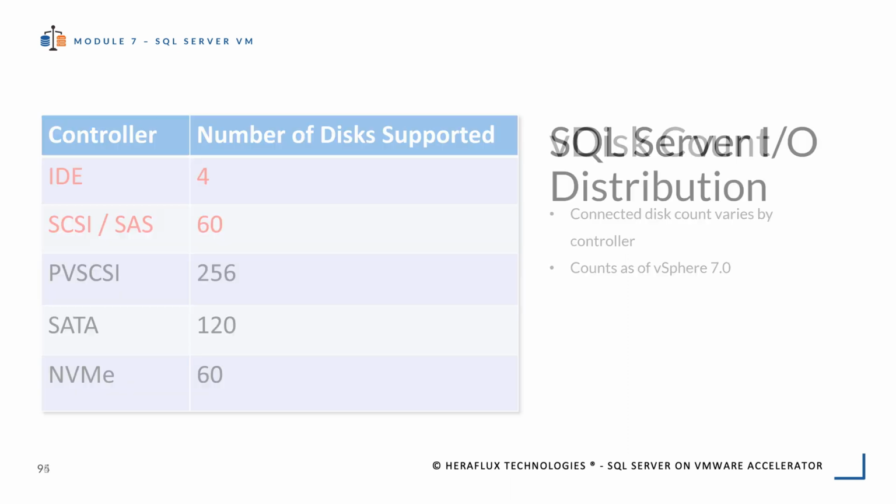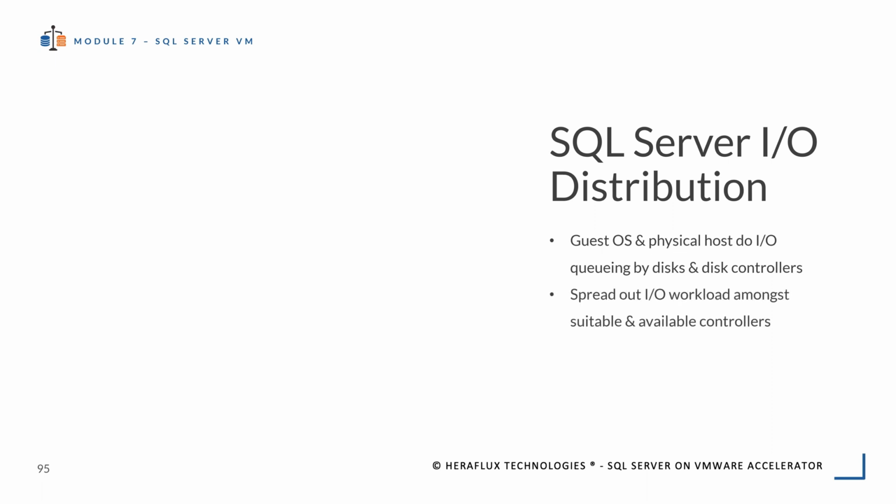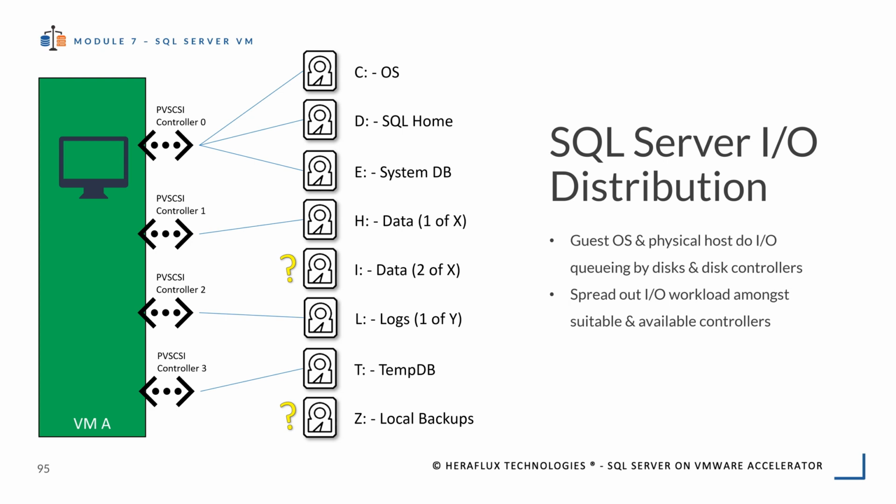I do want you to understand the relationship between the controller and the virtual disk and the distribution of your SQL Server objects. We have fixed queues at the controller level for the virtual machine disk. The operating system will also do the queues at the disk layer. What I really encourage you to do is to explore multiple virtual disks to help spread out your workload.